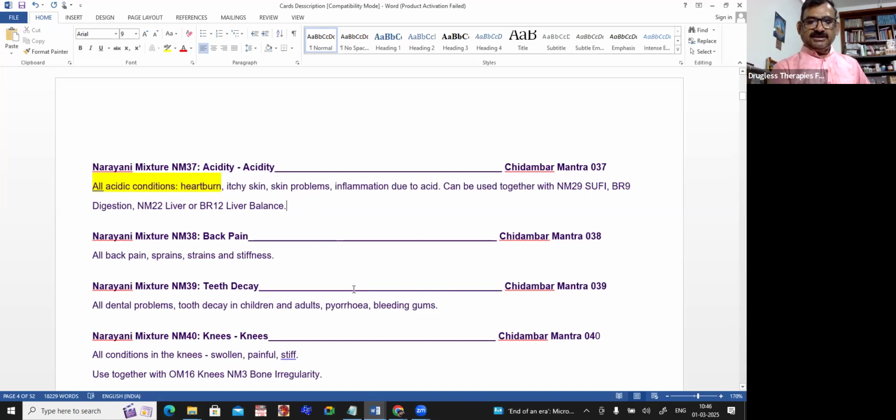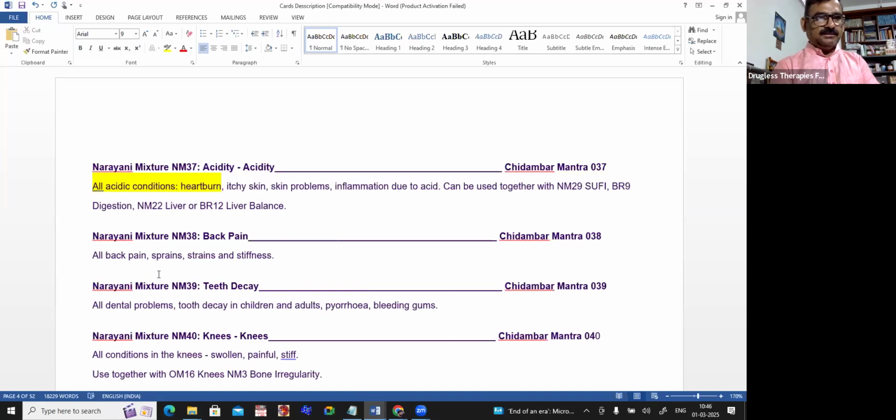This is a given hint here, so that when you come to acidity, you remember, yes, there is an acidity remedy in our this one. When you see this, you will also get a hint to use NM29, BR9 digestion and liver 22 and BR12 liver balance, like that.